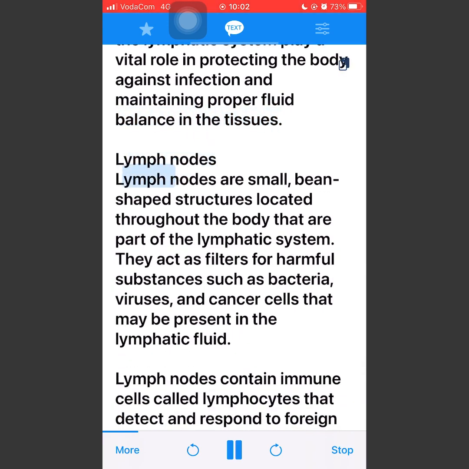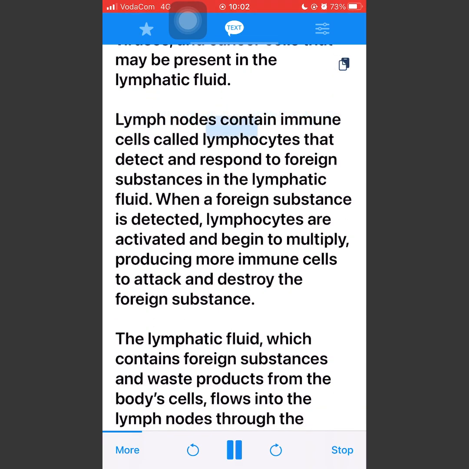Lymph nodes. Lymph nodes are small, bean-shaped structures located throughout the body that are part of the lymphatic system. They act as filters for harmful substances such as bacteria, viruses, and cancer cells that may be present in the lymphatic fluid. Lymph nodes contain immune cells called lymphocytes that detect and respond to foreign substances in the lymphatic fluid.